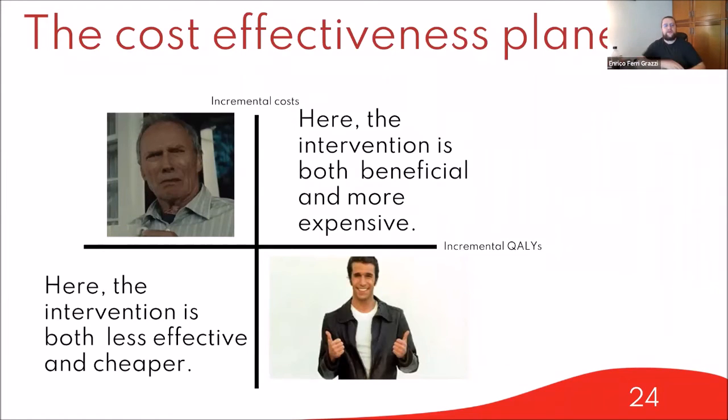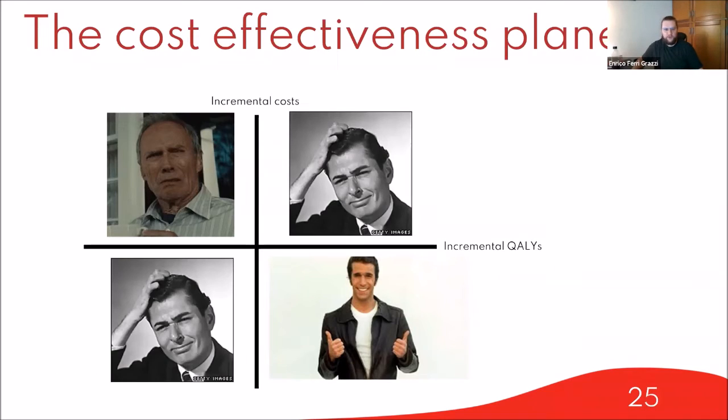In the other two, however, on the top right, the intervention is both more beneficial, but also more expensive. And on the other hand, at the bottom left, the intervention is both less effective, but also cheaper. Now, how do we decide if an intervention is worth approving and reimbursing when it's in those two quadrants of the cost effectiveness plane? We don't know. There are methods to solve this problem, this conundrum, but we'll get to that a little bit more later.